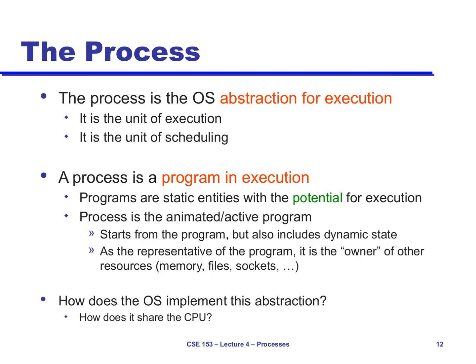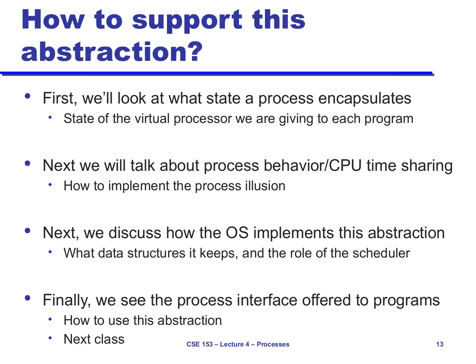The process is the OS abstraction for execution, serving as both the unit of execution and the unit of scheduling. It represents a program in execution, including dynamic state and resource ownership. To support the process abstraction, we'll examine the state a process encapsulates, process behavior related to CPU time sharing, OS data structures and scheduling roles, and the process interface offered to programs.